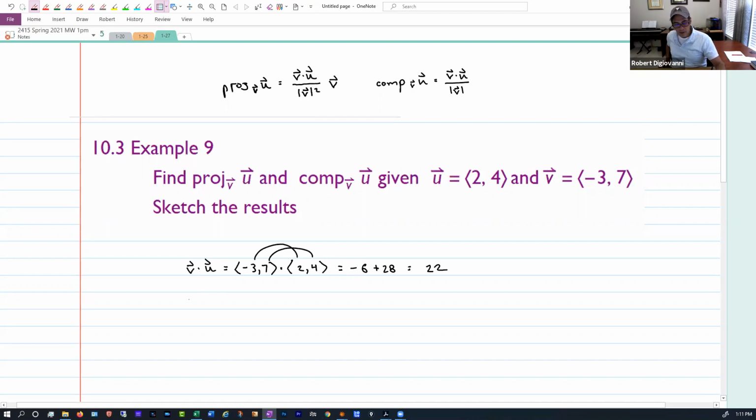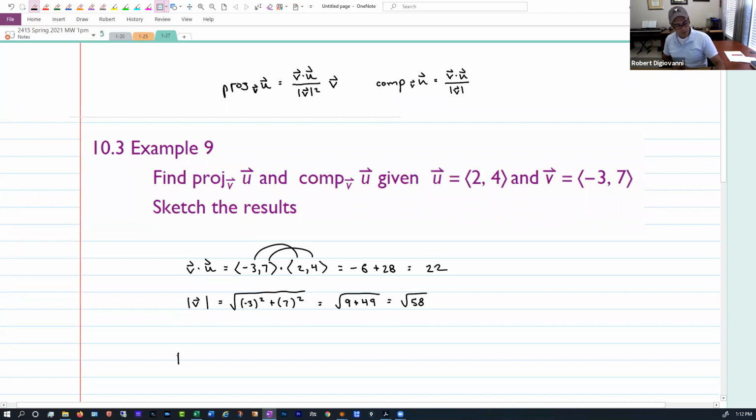And then we also need the length of v in both of these. So the length of v is the square root of the sum of the squares of the components. So that's square root of 9 plus 49, which equals the square root of 58. And now we should be able to spit both these out, right?